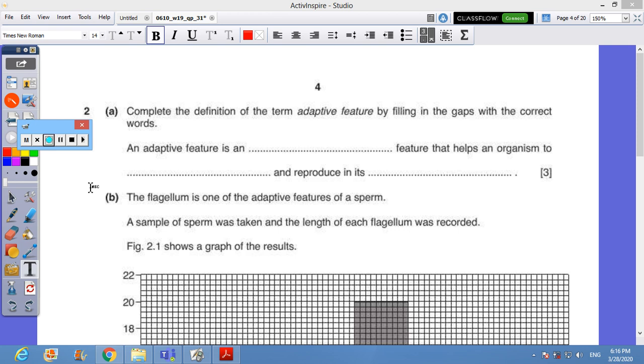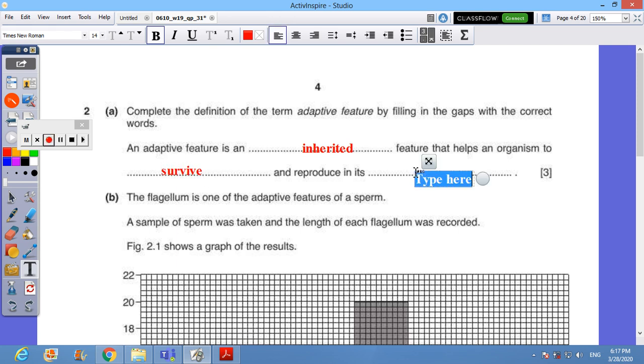Hello everyone and welcome back to question 2. 2a. Complete the definitions of the term adaptive features by filling in the gaps with the correct words. An adaptive feature is an inherited feature or trait that helps an organism to survive and reproduce in its environment, you can say habitat. I prefer the word habitat.